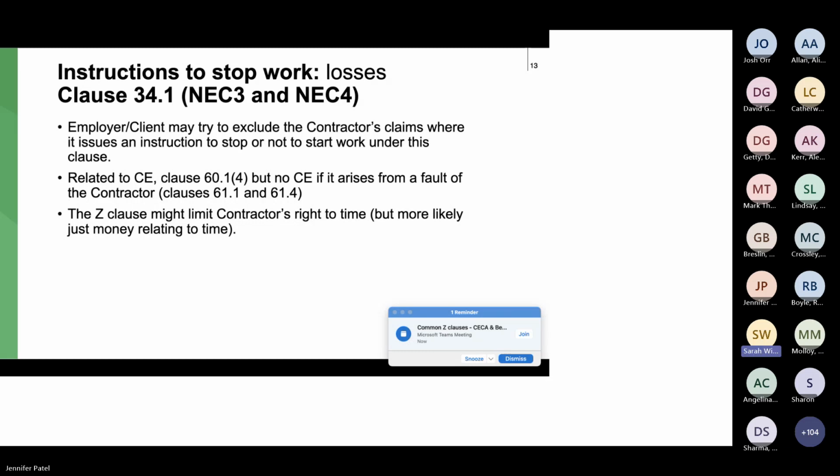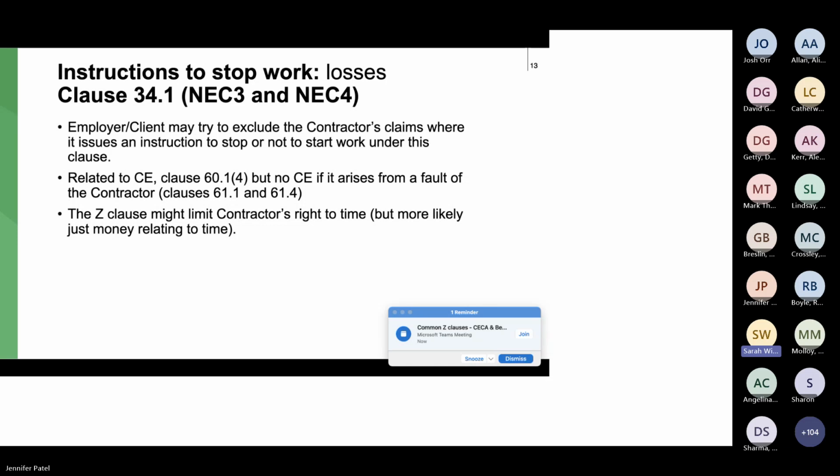Okay, so instructions to stop work. This relates to clause 34.1, where the PM/client have the right to stop/suspend work either before it's actually started or after it's started. And as you would expect, so this is the second bullet point, clause 60.14 says that it's a compensation event if that happens, which makes sense.